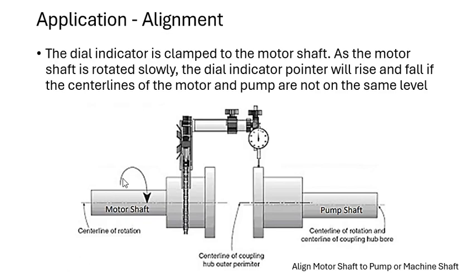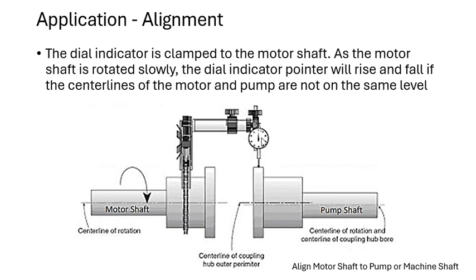So this is the first application. We use a dial gauge for alignment of one surface to another. Here you can see a motor shaft and then your pump shaft. We're going to use this dial indicator to align this motor shaft to the pump shaft. So first we're going to clamp this dial indicator to the motor shaft. Then we're going to rotate the motor shaft very slowly.